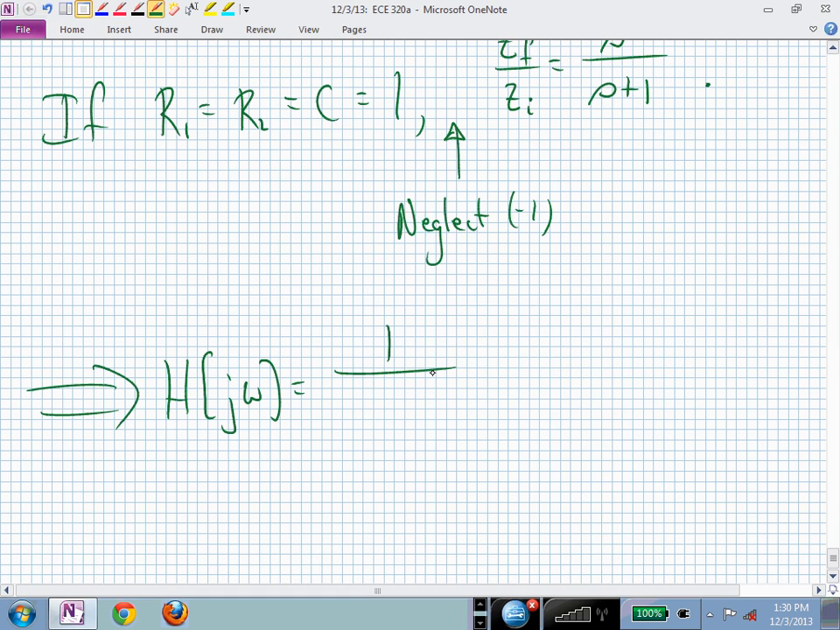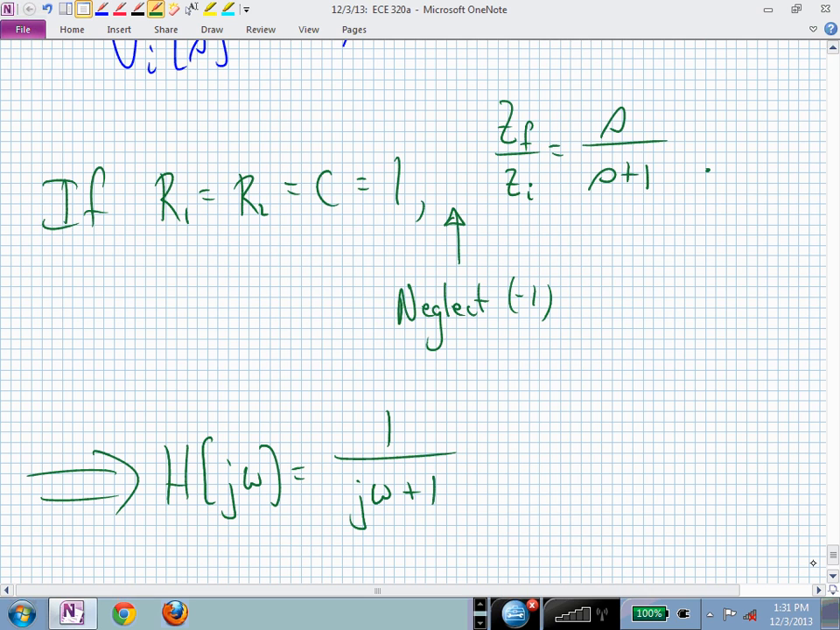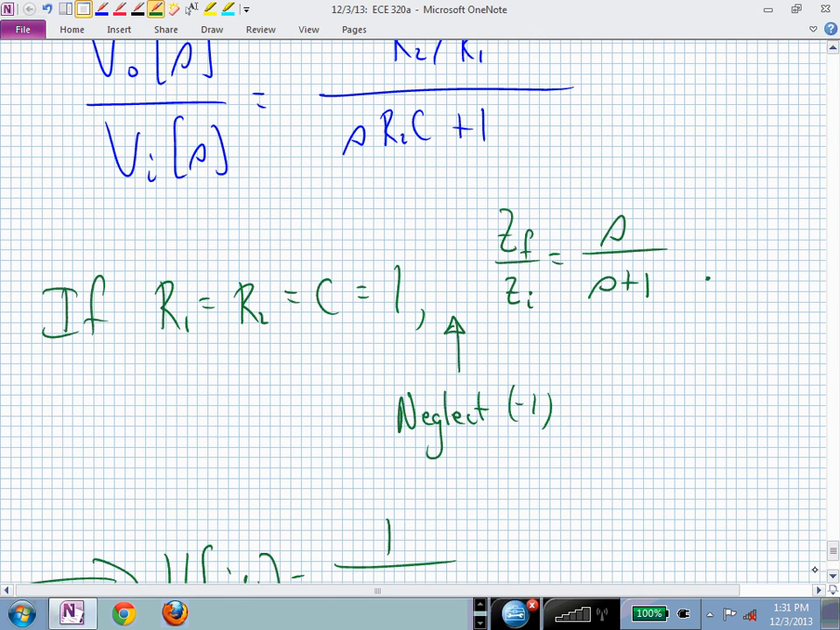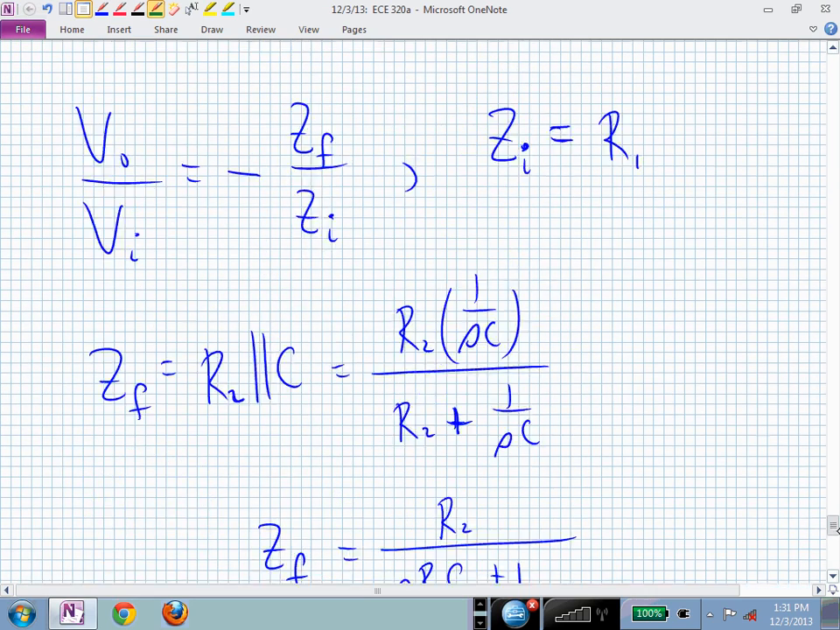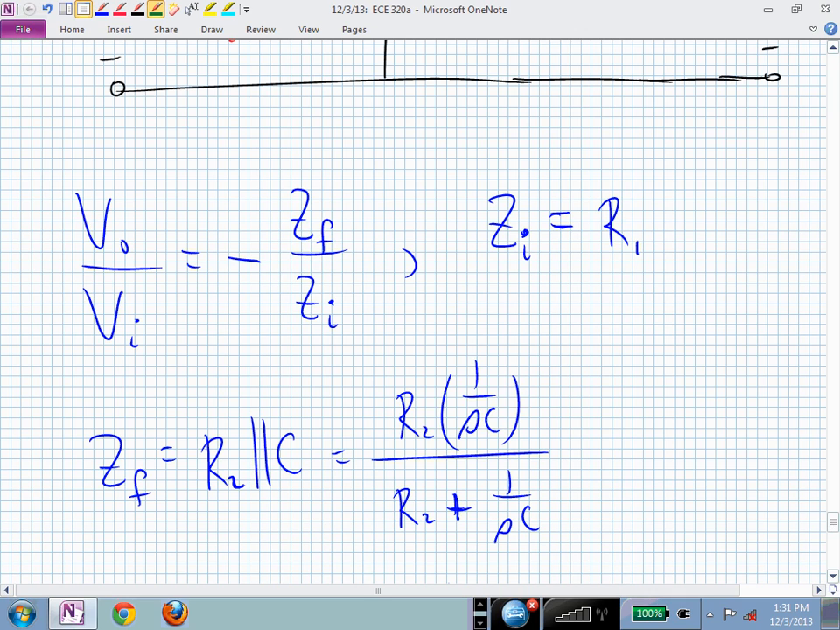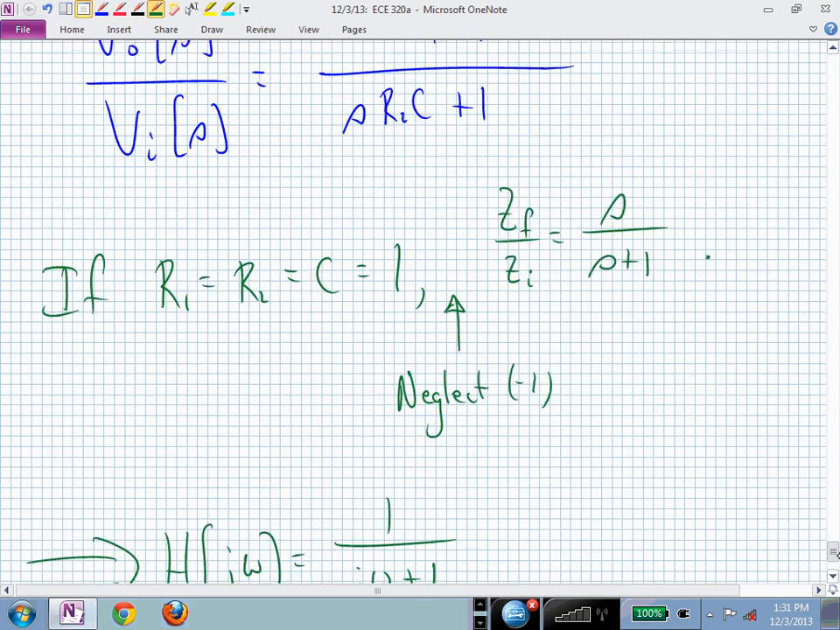H of j omega then becomes 1 over j omega plus 1. I don't know why I changed notation. That's VO over VI, isn't it? But it's also Z sub F over Z sub I. Right, I pointed right there. Can you see my finger? It's now Z sub F over Z sub I, if I neglect the minus, that's what I'm saying.